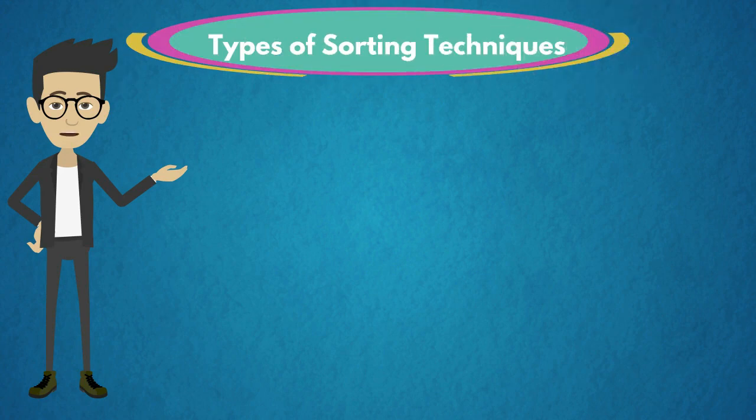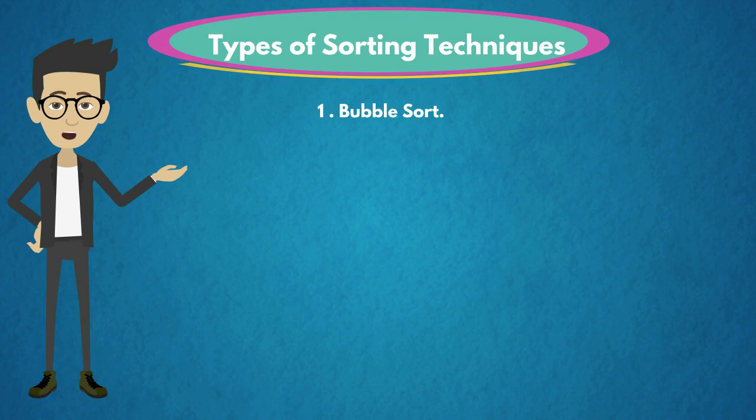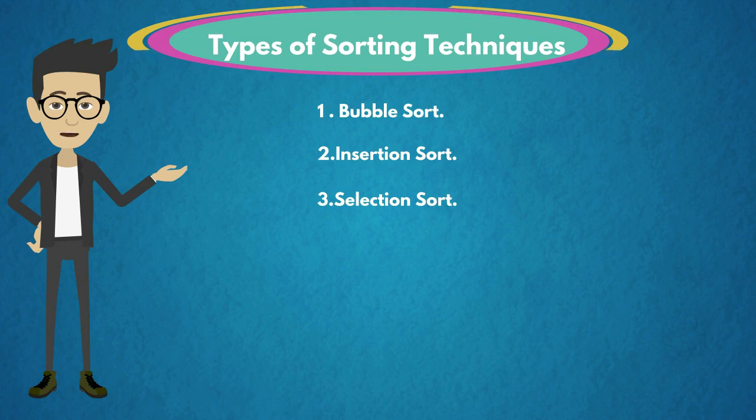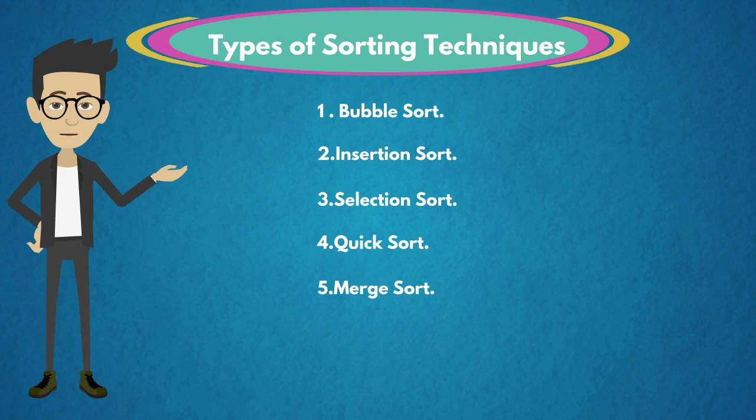Types of sorting techniques. First one, bubble sort. It is the simplest and oldest sorting technique. Second one, insertion sort. Insertion sort means sorting an array by shifting the elements. Third one, selection sort. To find the smallest element in an array and exchange it. Fourth one, quick sort. It means that sorting is fast but not a stable sort. Fifth one, merge sort. The unsorted list is divided into n sublists.